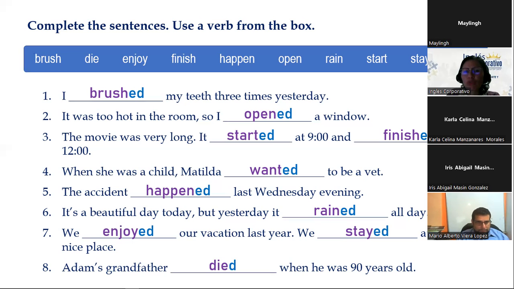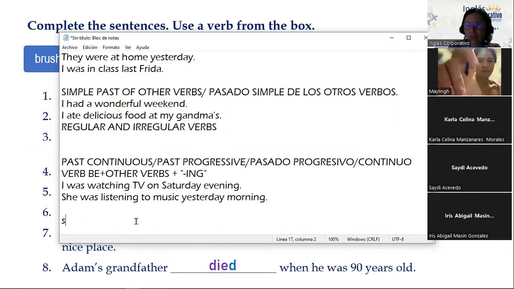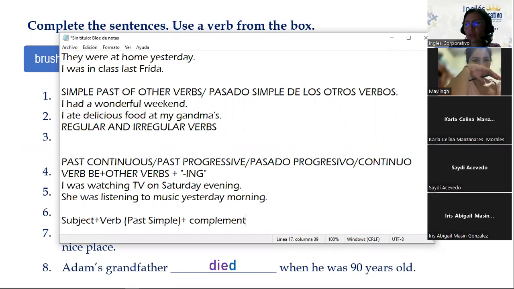Now, when it comes to the structure, right? As you could see, es bien simple, right? The structure is subject plus verb, right? Solo que en este caso, pay attention. The verb is in past simple. Aquí es el verbo, sí está en past simple, ¿verdad? Plus complement. Cualquier complemento se agrega aquí, ¿de acuerdo?